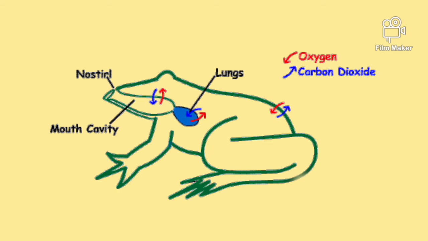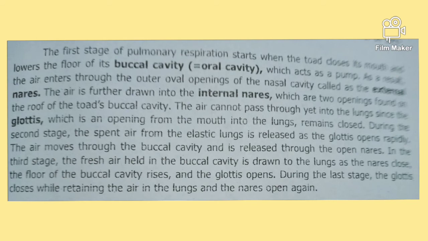Now, let's move on to the first stage of pulmonary respiration, which starts when the toad opens its mouth and lowers the floor of its buccal cavity, also known as the oral cavity, which acts as a pump. The air enters through the outer openings of the nasal cavity, called the external nares, towards the internal nares, and the glottis, an opening from the mouth to the lungs, always remains closed, by the way. Then the air moves through the buccal cavity and is released through the open nares, and so on.